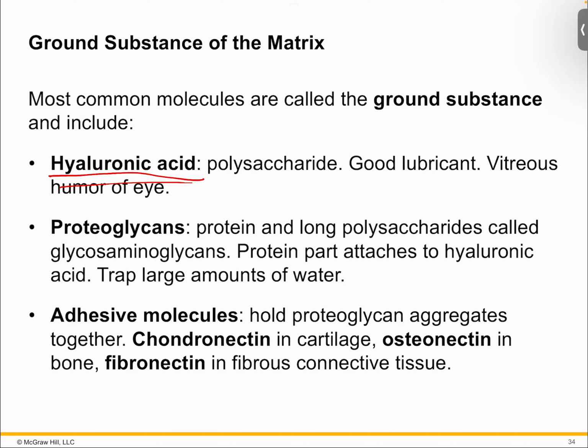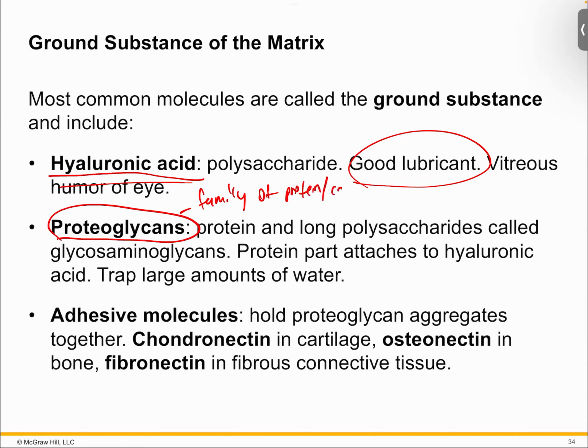But this is basically a polysaccharide, right? And it's slippery. So this is basically a lubricant that creates that slippery consistency that we talked about of ground substance itself. Now, in that, you're going to have some protein hybrid molecules. You've got a couple of them in there. One of a big family of them is what's called proteoglycans. So this is a big family of different types of specific molecules. You have these protein-carb hybrid molecules, and that's the proteoglycan family, right?